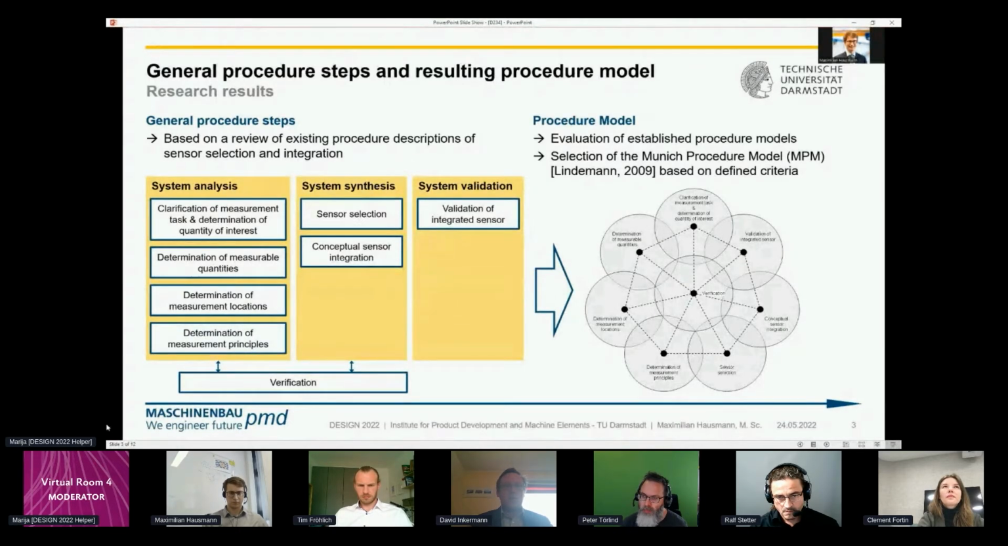In application, a specific suitable path can now be selected within the scope of sensor selection integration. However, it is recommended to start with the clarification of the task and to finish with a validation. Regular verifications are also useful to ensure that the objectives are achieved.